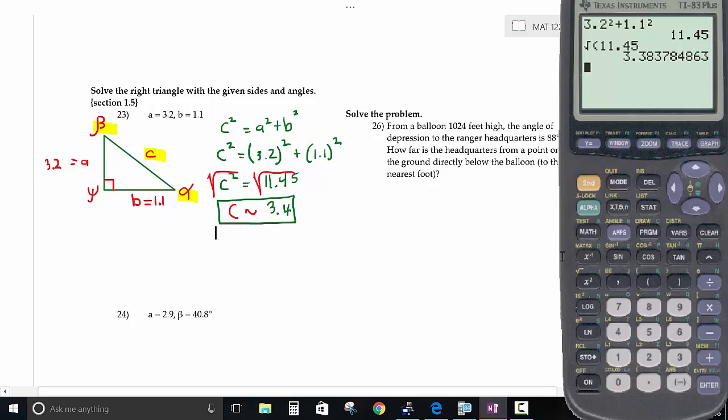Okay, so we got that side, so we're done with that. Now the next thing you got to do is pick an angle that you want to find. So let's just totally focus in on this A. And you got to talk out what I gave you.